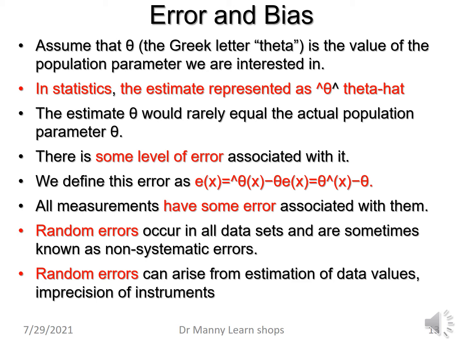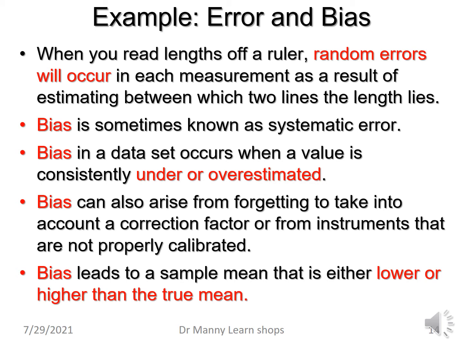All measurements have some error associated with them. Random errors occur in all data sets and are sometimes known as non-systematic errors. Random errors can arise from estimates of data values and imprecision of instruments as well. This is errors in your methodology. An example of error and bias: when you read lengths off a ruler, random errors will occur in each measurement as a result of estimating between which two lines the length lies.